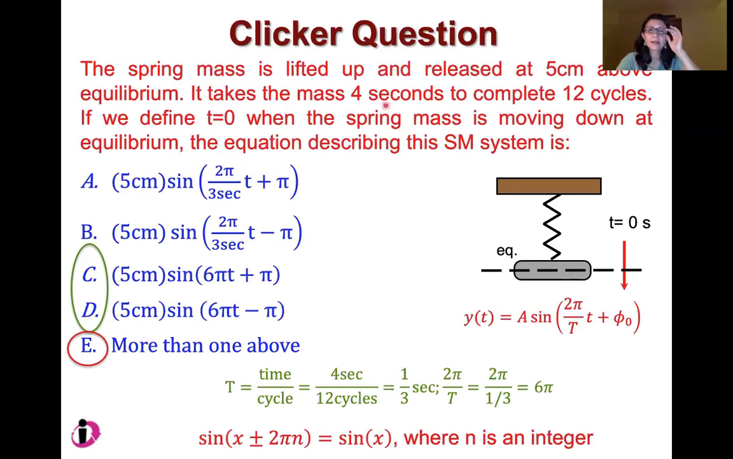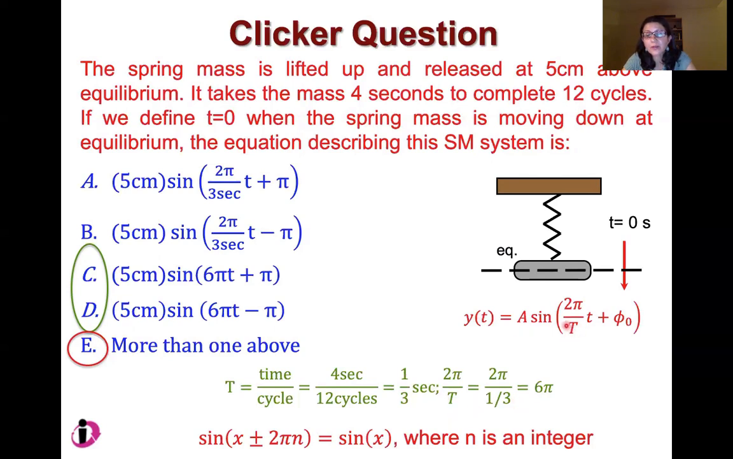The question states that it takes 4 seconds to complete 12 cycles. The period is how much time it takes to complete 1 cycle. So 4 seconds over 12 cycles means it's 1/3 second per cycle. So the period itself is 1/3.